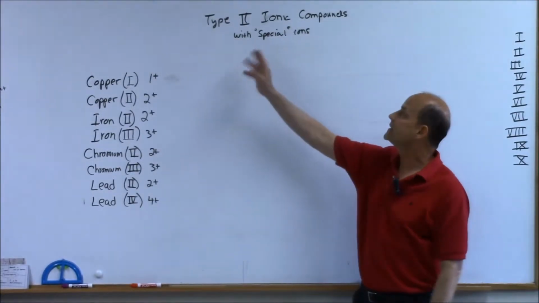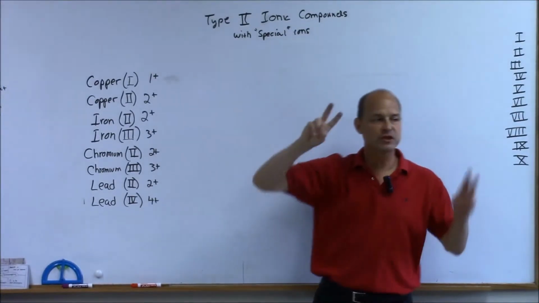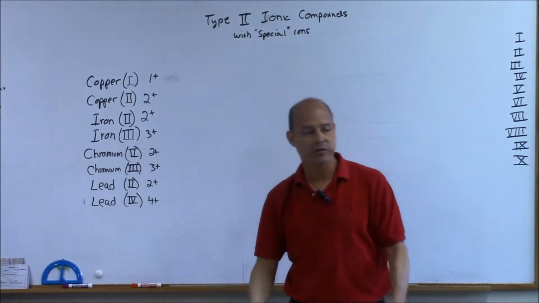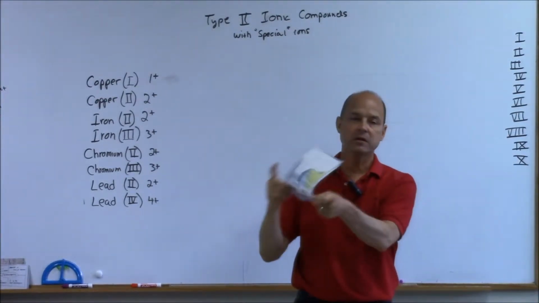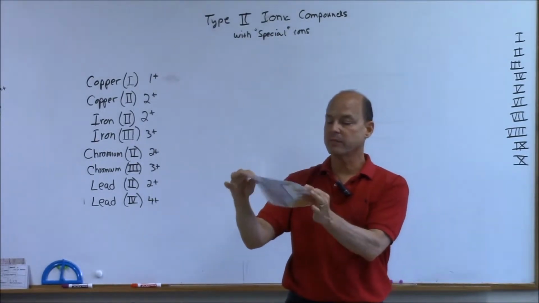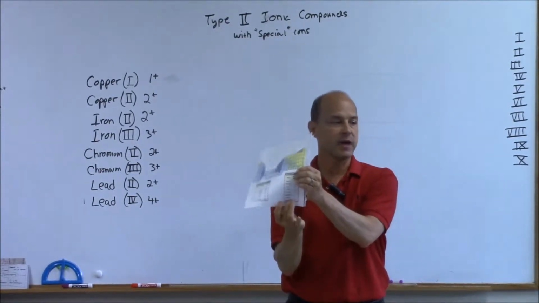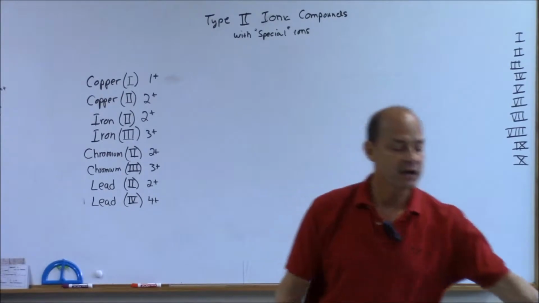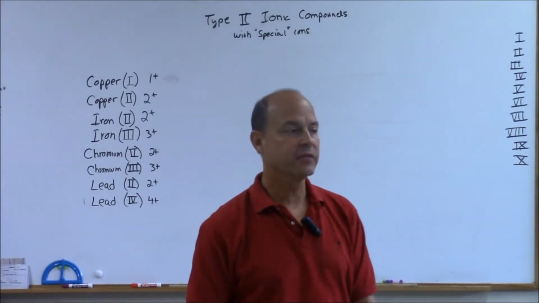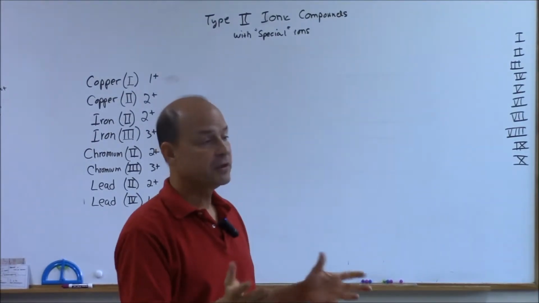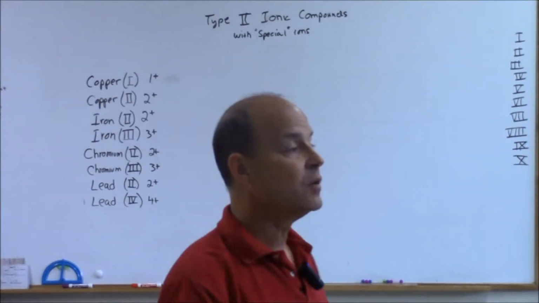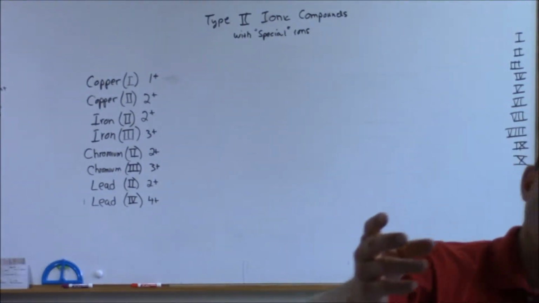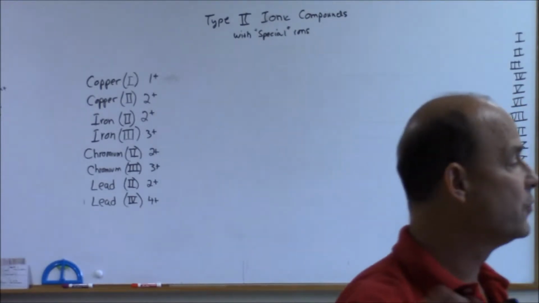So today I want to talk about type 2 ionic compounds with special ions. Now how do you know whether they're special or not? Because during the test you'll be given a cheat sheet like this, and there will actually be a table that lists the special ions. Special ions come from things like the transition metals. Well, Mr. A doesn't like to talk about the transition metals a lot, but today we are. We're going to be talking about copper and zinc and some of those.